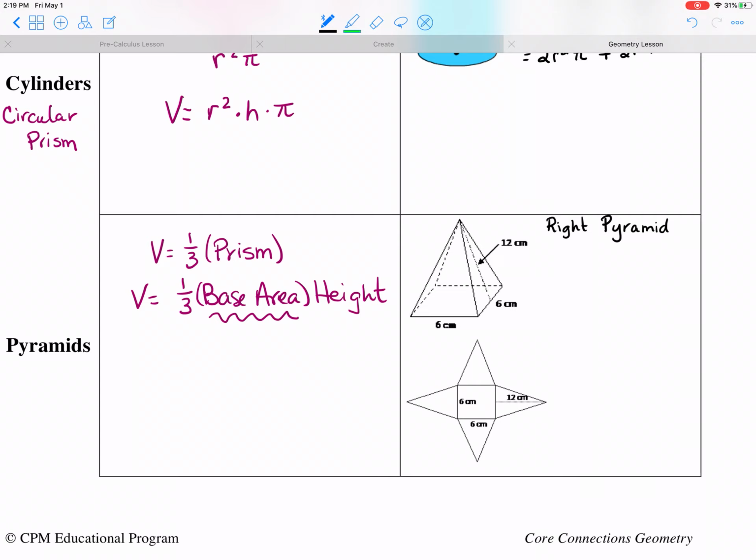Now, for our pyramids, we have the base area, plus we want to add in the area of those 4 triangles along the way. Well, all of the triangles have the same base, so we can take that perimeter times the height, and since they are triangles, we're going to divide that by 2. So you could have half the perimeter times the height if you wanted to add it that way.